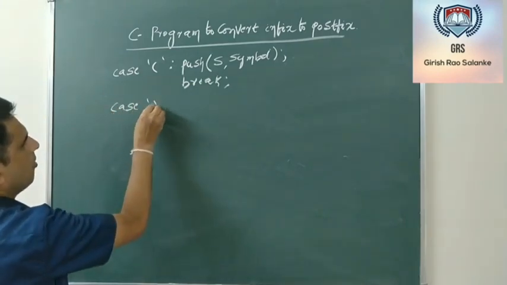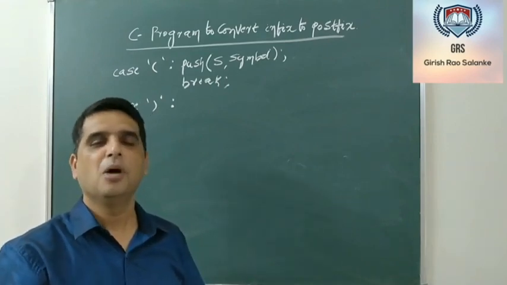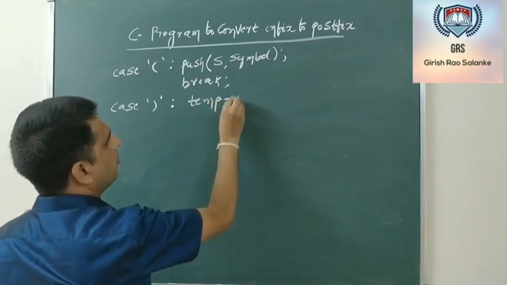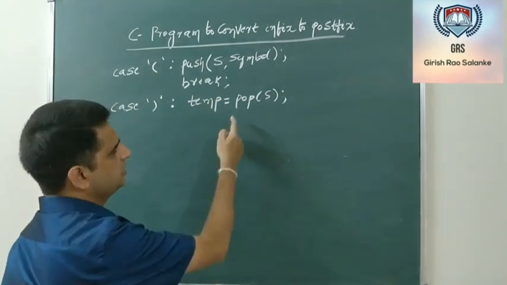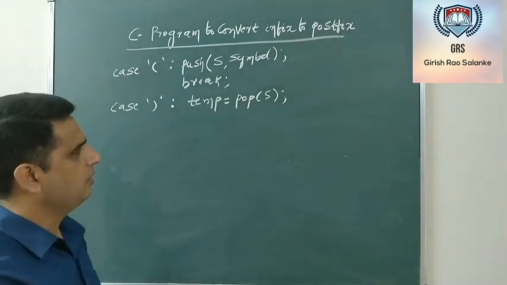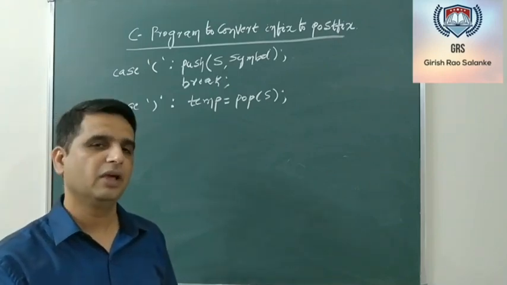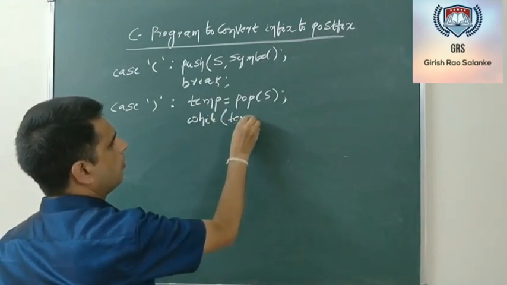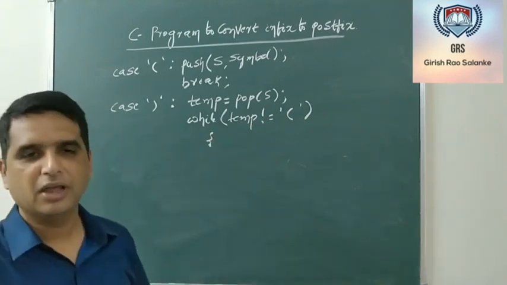Okay, right parenthesis. If the scan symbol is the right parenthesis, what are we supposed to do? Pop the content of the stack. Temp is equal to pop of yes. Note that pop was a function to which there was an argument yes, the reference of the stack, and I am holding the return value of pop in a variable by name temp. That's why we declared temp as a character at the beginning of the function. Now I need to check while temp not equal to left parenthesis.